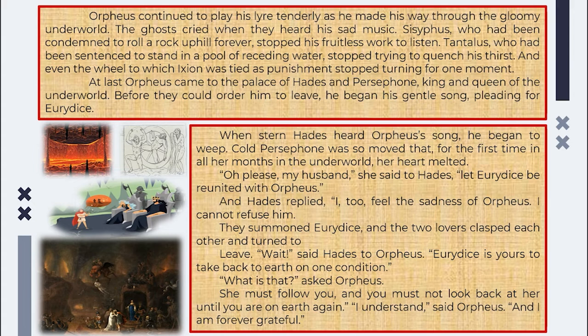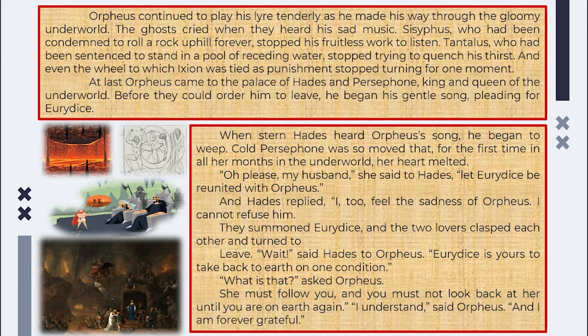At last, Orpheus came to the palace of Hades and Persephone, king and queen of the underworld. Before they could order him to leave, he began his gentle song, pleading for Eurydice. When stern Hades heard Orpheus' song, he began to weep. Cold Persephone was so moved that for the first time in all her months in the underworld, her heart melted.